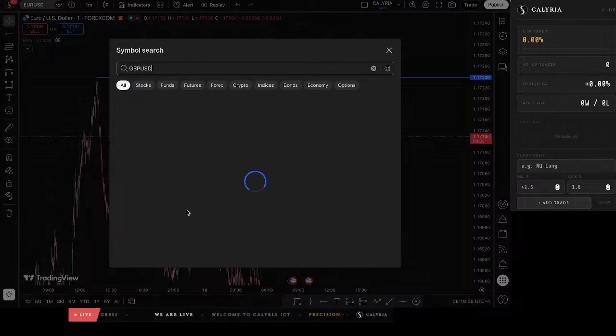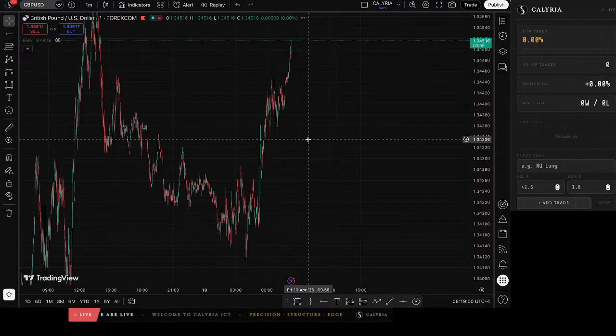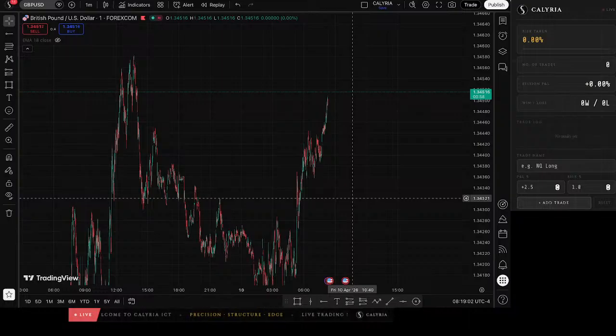GBPUSD has some serious up move right now. In the London session it went up, in the New York session it went up. So what are we looking for, guys? Do you know?